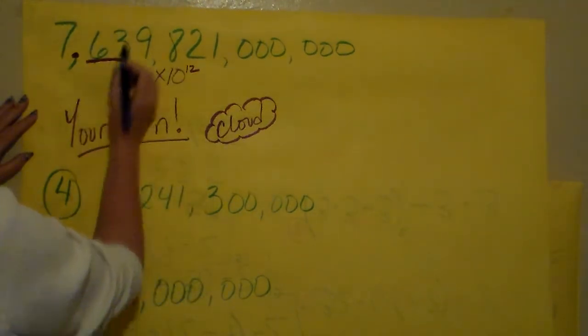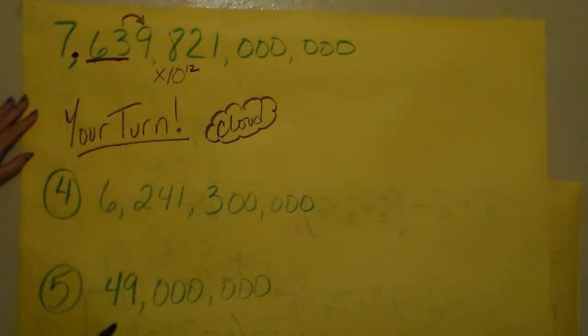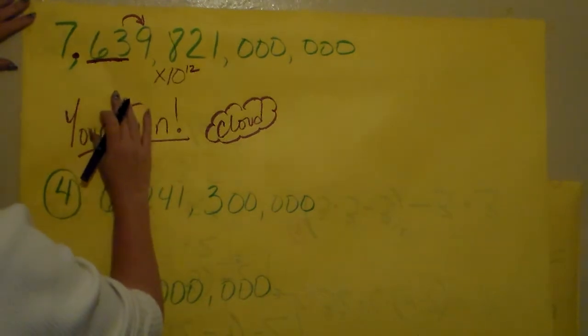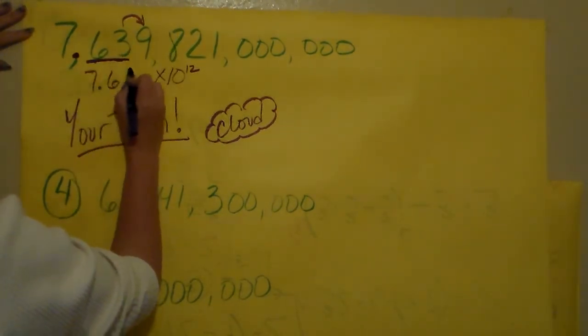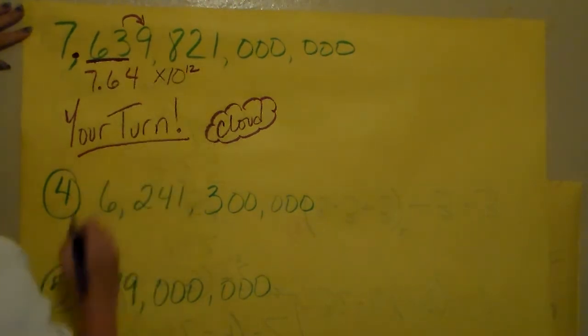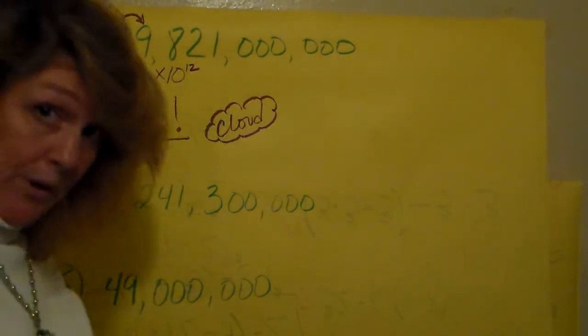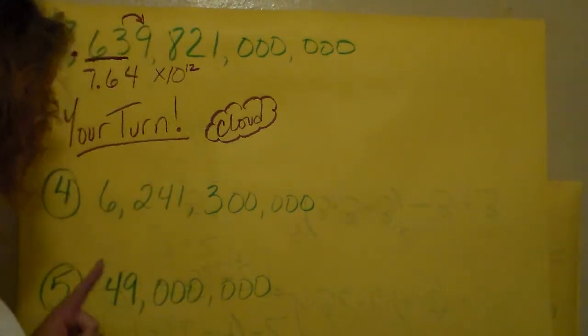We're going to have these two. This one is going to look next door to see if it changes or stays the same. And this changes. So we have 7.64 times 10 to the 12th. That's our answer. Okay? Goes pretty quick once you get good at it.